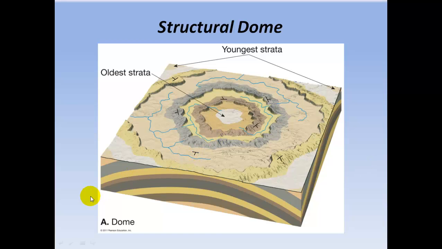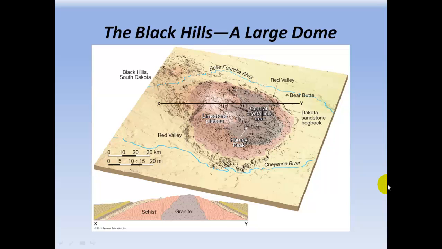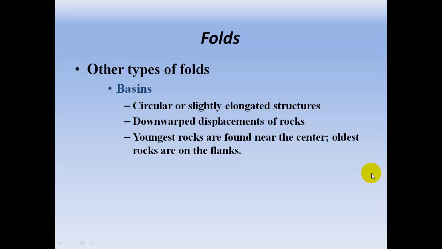Here's a dome. The rocks are upwarped in a circular area, and the top of this arc has been eroded away. So you see the oldest strata on the inside, and the younger strata on the outside. Here's another dome. This is in the Black Hills. The center is granite, and we have a schist and other sedimentary layers out here, the younger layers.